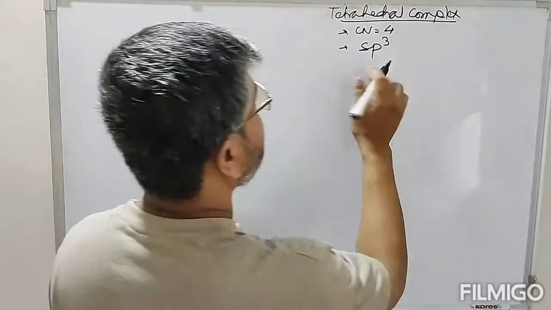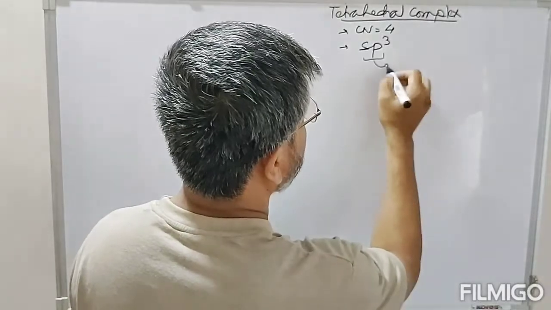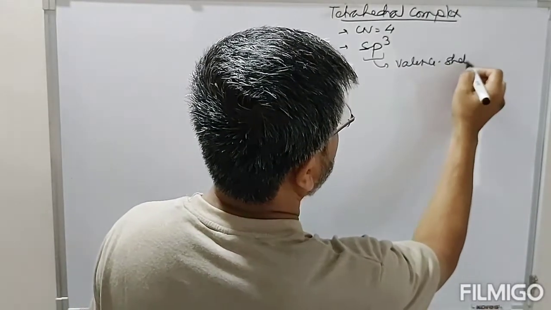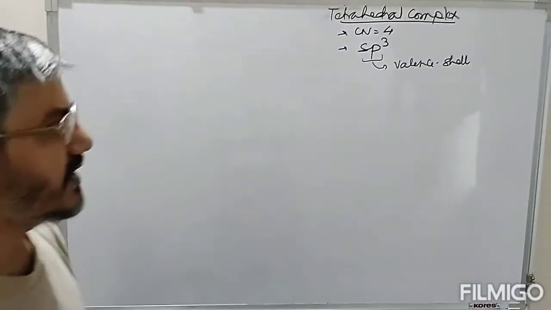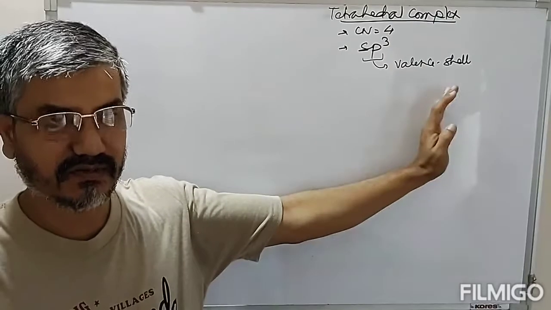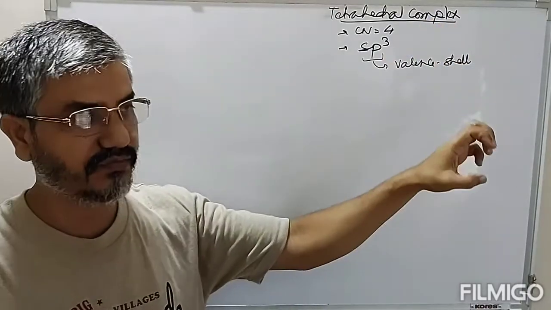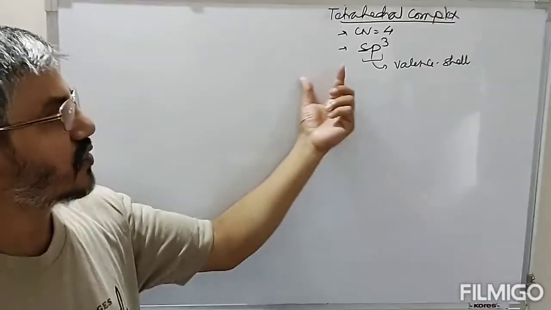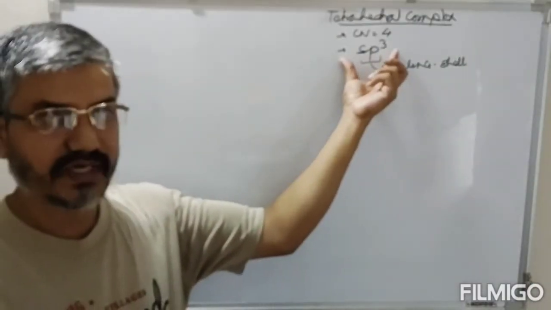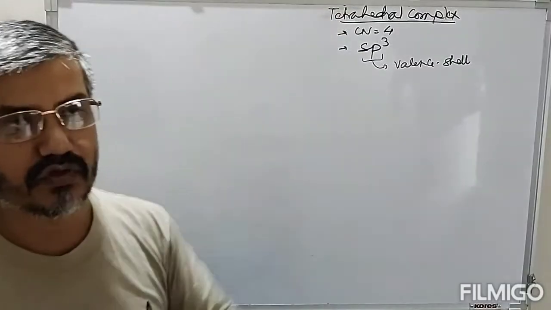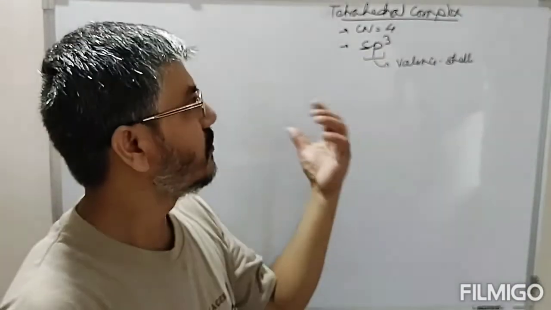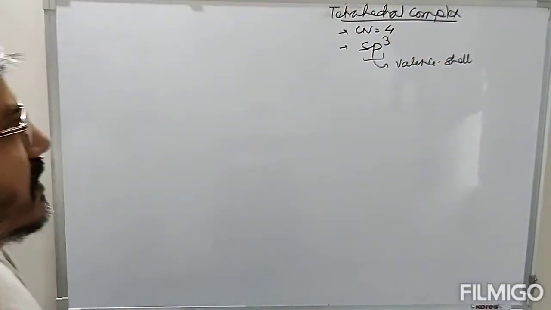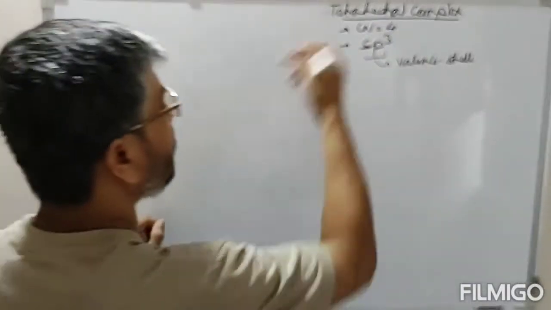Both these s and p orbitals that are used must be from the valence shell. So the s and p orbitals in the valence shell should be completely freed up by the central metal or the central metal ion, so that this gives you sp3 hybrid orbitals. 4 equivalent hybrid orbitals are formed. This can undergo sp3 hybridization to give this tetrahedral complex.